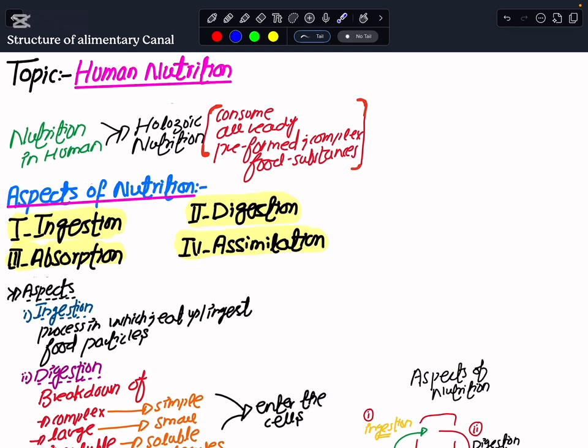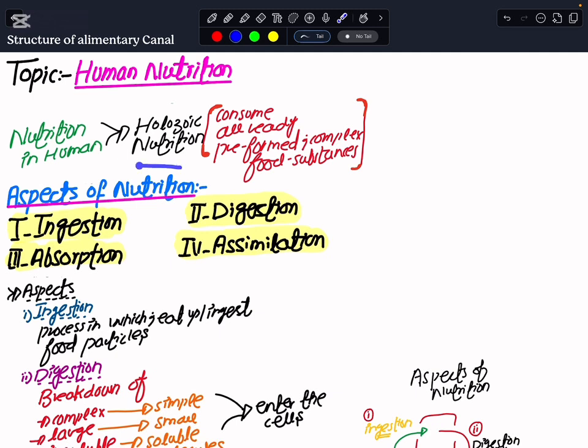Now, before we proceed, the first thing we have to keep in mind is that we humans follow a kind of nutrition, and that nutrition is holozoic nutrition. Holozoic nutrition simply means that since we humans are not able to make our own food, we rely on pre-formed complex food substances. We are not forming them, some other organisms are, like the animals that we eat and the plants that we eat. Those plants and animals have in their body already pre-formed complex food substances, so we eat them up.